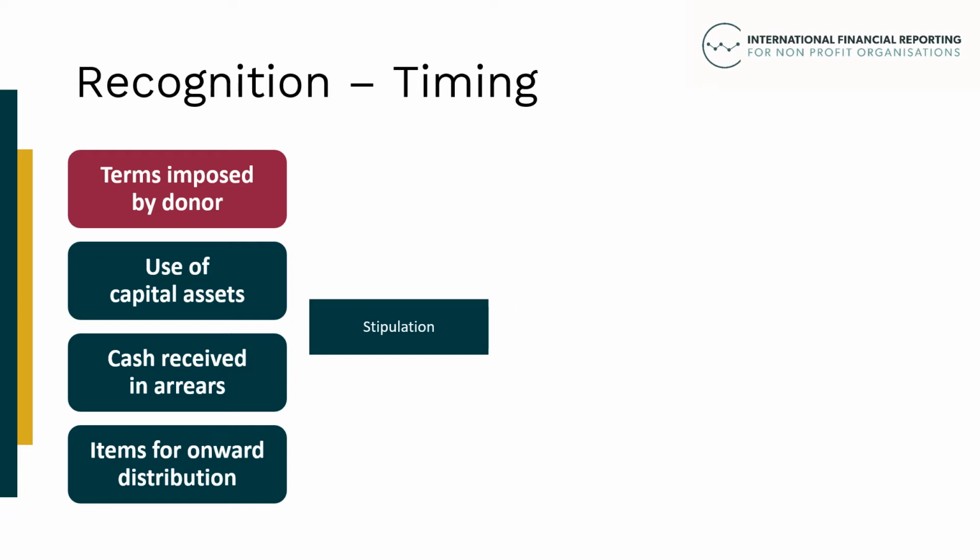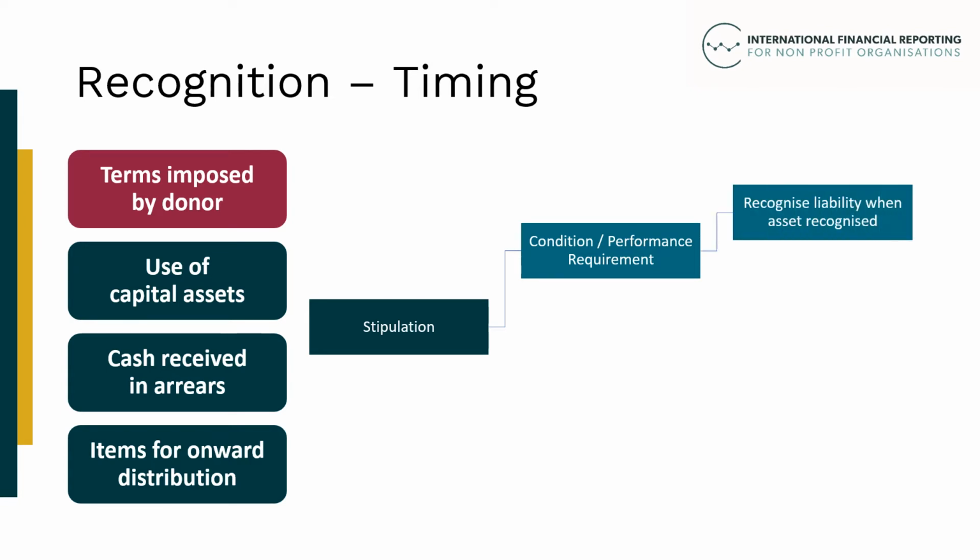The first type of stipulation is a condition, sometimes referred to as a performance requirement. Until these have been satisfied, the recipient is not entitled to the funds. An NPO might have to recognize a liability which reflects the conditions at the same time as it recognizes the donated item, often cash, as an asset. It would then recognize revenue when or as it satisfies the conditions.